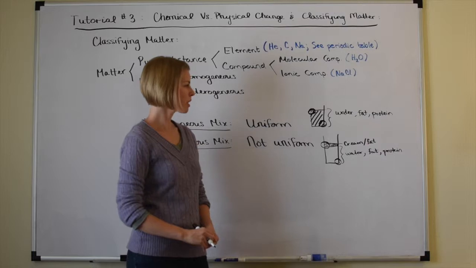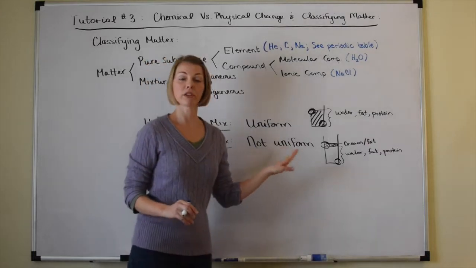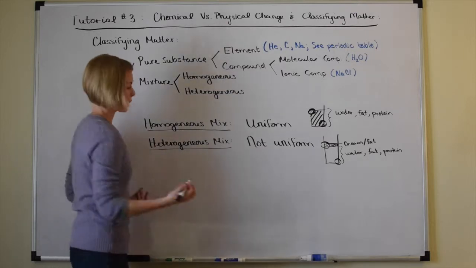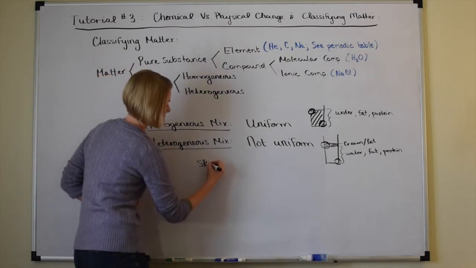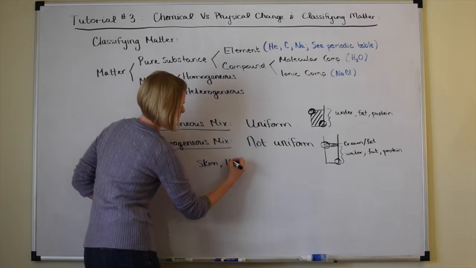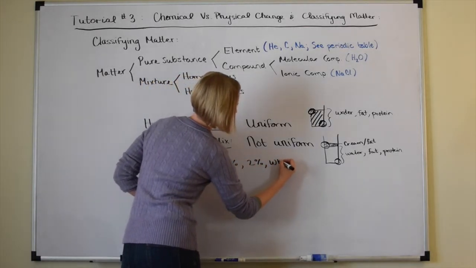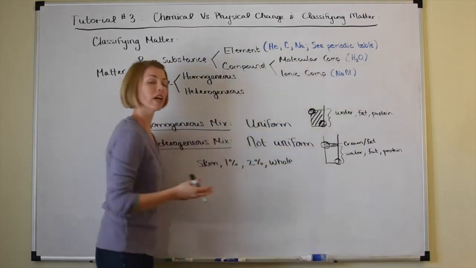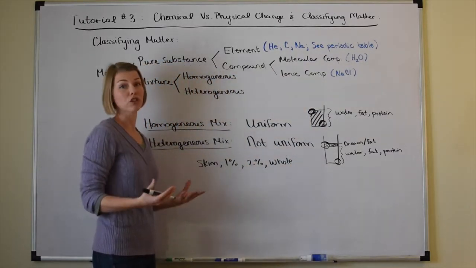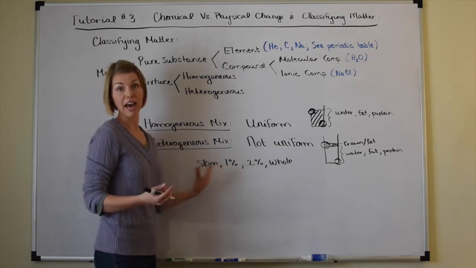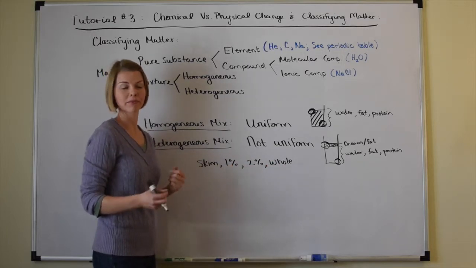Milk is another great example of that variable composition because we know that we can buy our milk as skim milk or 1% milk or 2% or whole. So again, just another great example of how mixtures are variable in their composition. In this case, they vary in how much fat they contain.